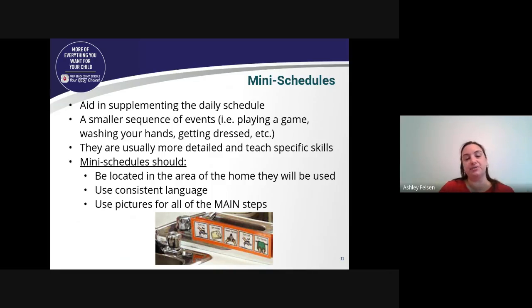But these types of mini schedules can be posted anywhere throughout your house to assist you. So they're usually a lot more detailed and they teach specific skills. Mini schedules should be located in the area of the home that they're going to be used. They have to use consistent language so that the child understands. And then make sure there's pictures for all of the main steps. So if you look at this example here, it's how to wash your hands, and it's taped right on the mirror, right by the sink, and the student's able to follow that.